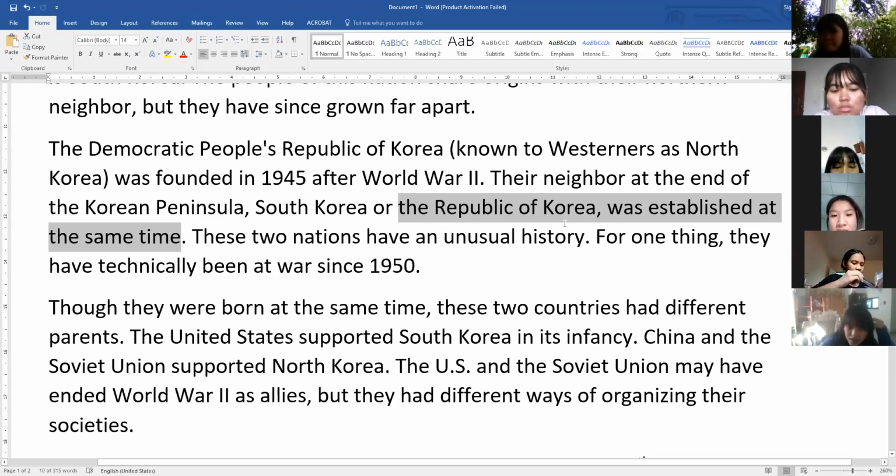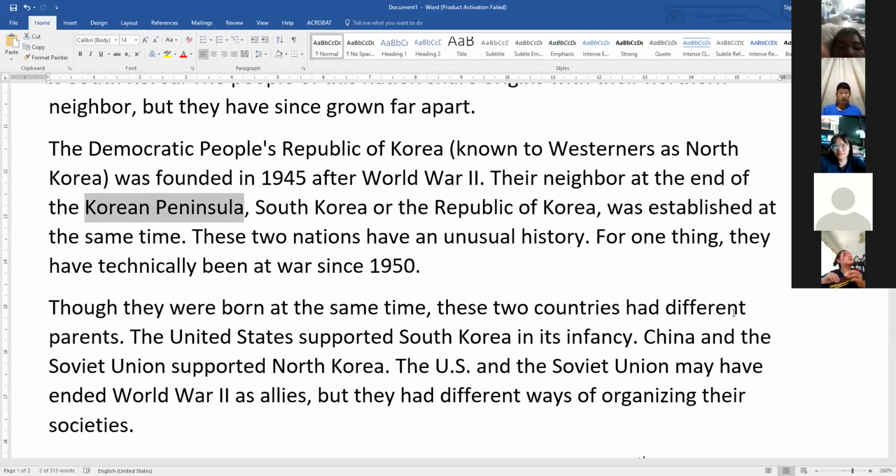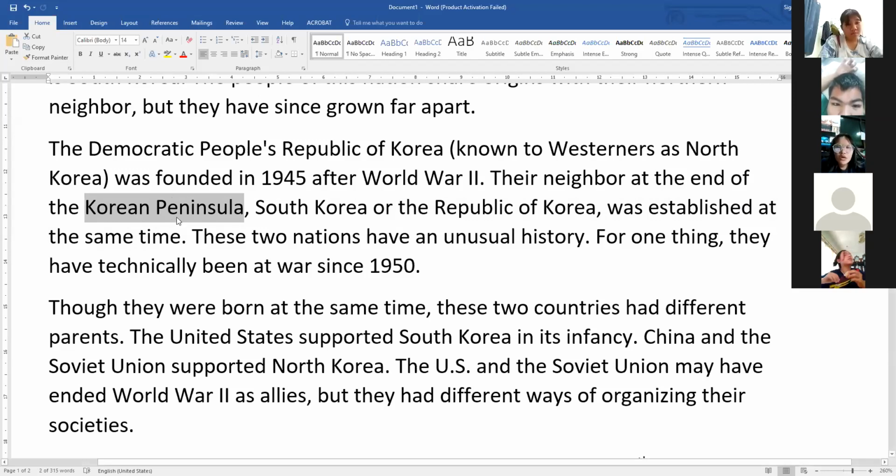The Republic of Korea was established at the same time. Okay, thank you. Next, who can read this one? Korean Peninsula. Peninsula. Thank you. Okay, next.